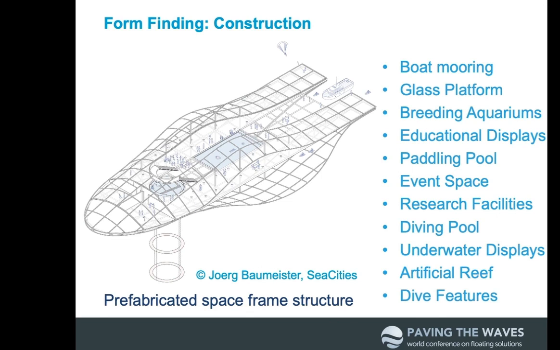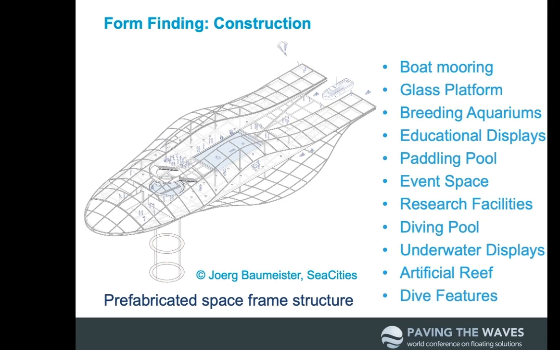The construction we were developing is a space frame structure. It can be prefabricated, and it's about 60 meters long. It includes a boat mooring. You see that on the right top. Then glass platforms, breeding aquariums, then also displays, pools, a paddling pool, and then in the center, the round thing is also a diving pool, so you can get up on the staircases and dive through this diving pool, and then you're underwater and you can get access to the rings or somewhere else.